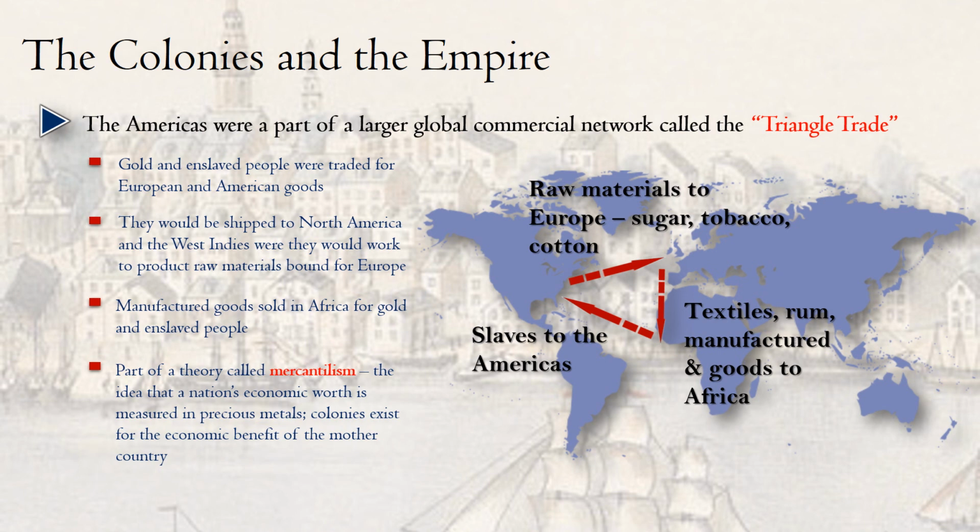Mercantilism says that a nation's economic worth is measured in precious metals such as gold or silver. We call that bullion. And the purpose of colonies exists for the economic benefit of the mother countries. So once again, I want to underscore the point that the colonies are supposed to be a subservient part of the greater economic machine. They are supposed to supply the raw materials that will be manufactured in Europe, in England in this case, and then be sold on the market for the greater benefit of the empire.